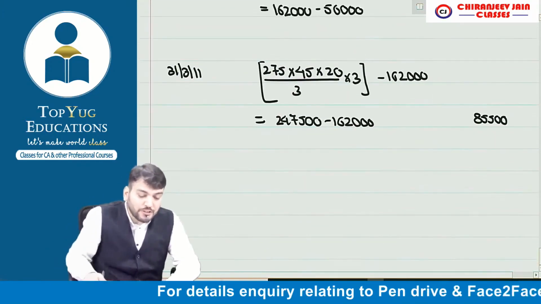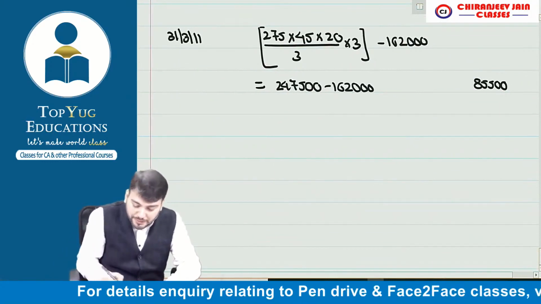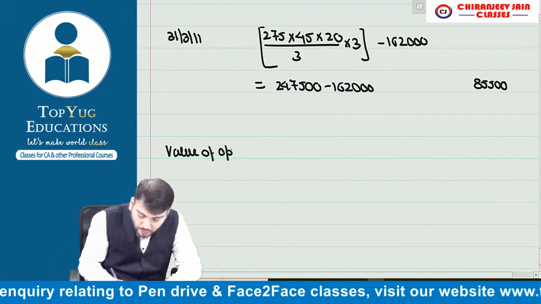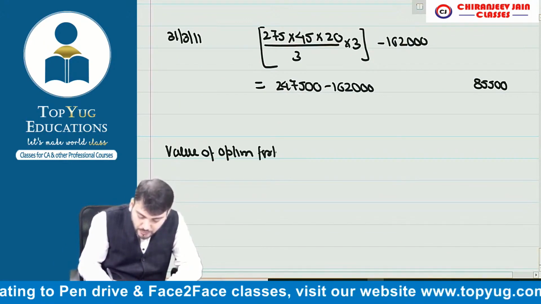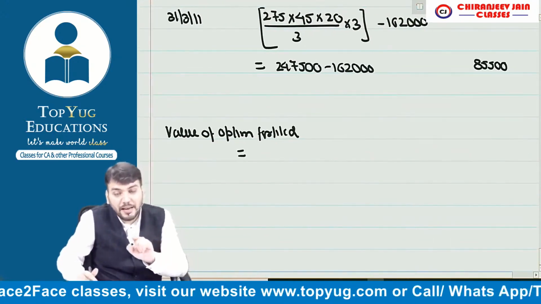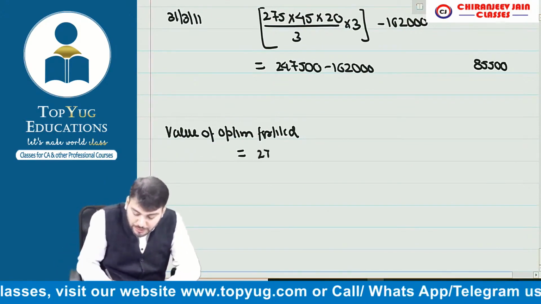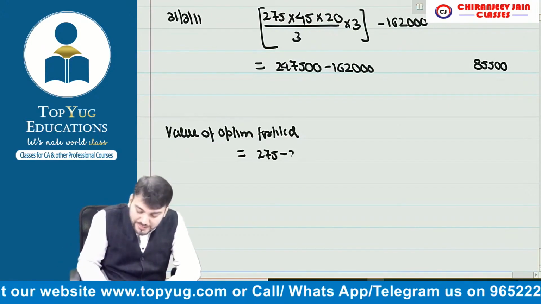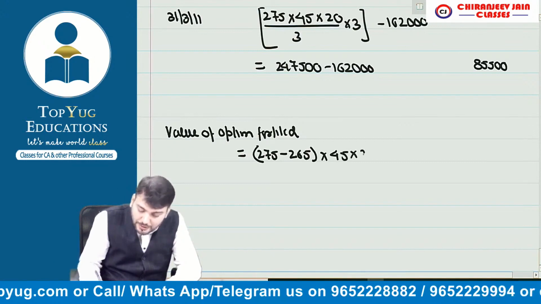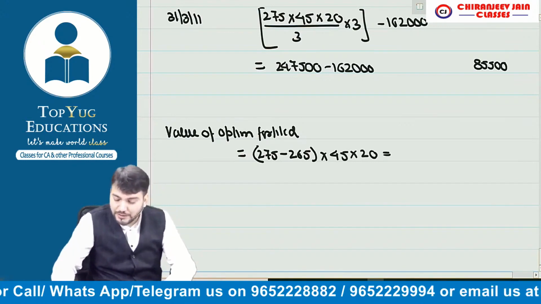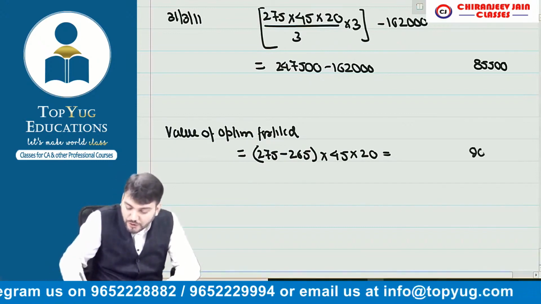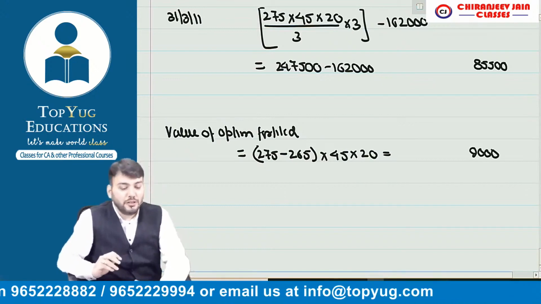Correct? Now they have also asked you to find out the value of option forfeited. Write down value of option forfeited. तो बताओ how many employees vested options, that is 275 employees, but how many employees exercised, 265. Into what, 45, into what, 20. Correct. तो ये कितना हो जाएगा, 10 into 45 into 20. तो 9,000 is the value of option forfeited.